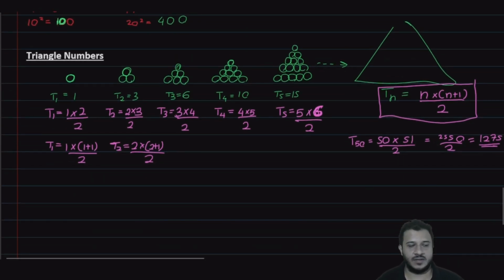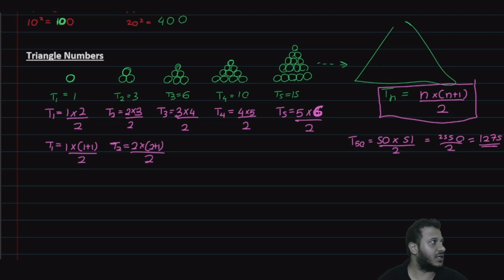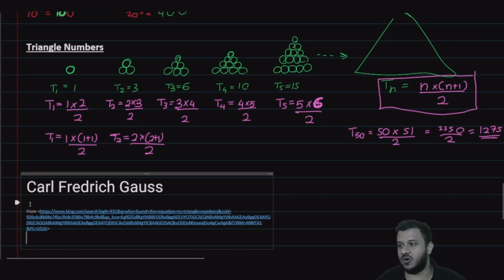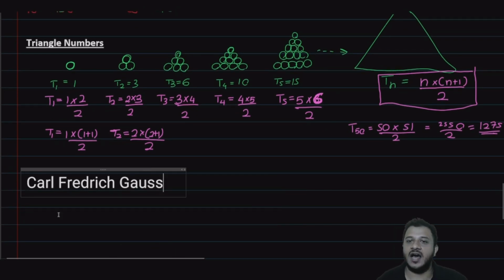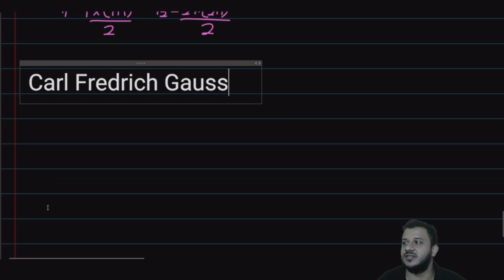Alrighty. This triangle number pattern today, there is a nice small story about triangle numbers. There was a German scientist called Carl Friedrich Gauss. Gauss is a very popular name in mathematics today.